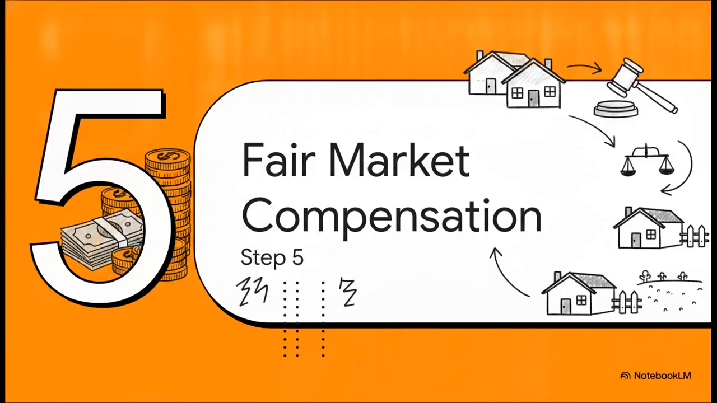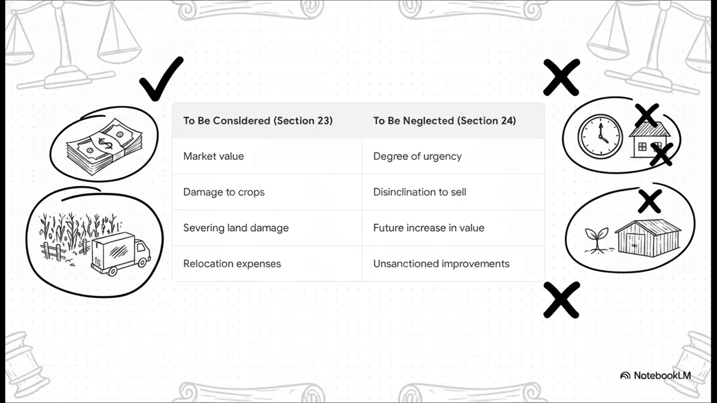All right, up next is Step 5, determining fair market compensation. The guidelines the collector has to follow here are remarkably rigid, but they're split cleanly. Under Section 23, they are required to look at the market value at the time of the initial Section 4 notification. They also have to factor in real damages, things like severed land, lost standing crops, and reasonable expenses for forced relocation. But then you have Section 24. Under Section 24, they are legally barred from considering things like the owner's reluctance to sell or how urgently the project needs the land or, and this is a big one, any future increase in land value that's going to happen because you're building a new road. It is a highly objective, entirely backward-looking valuation.